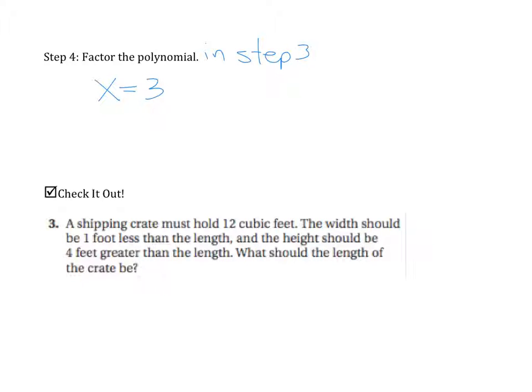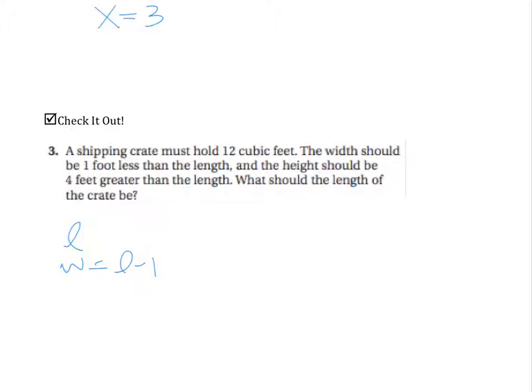Okay, so let's try to check it out. It says the width should be 1 foot less than the length. So I'm going to let L be the length. And it says the height should be 4 feet greater. So volume is going to be L times L minus 1, L plus 4, and the total volume can only be 12.